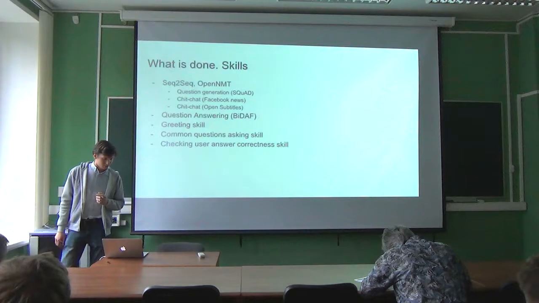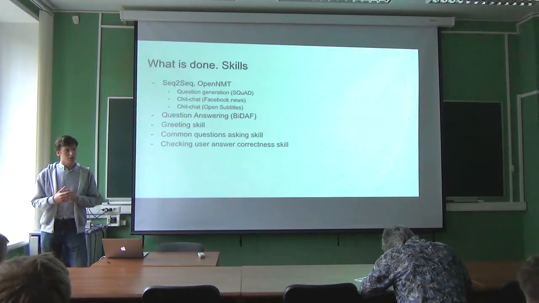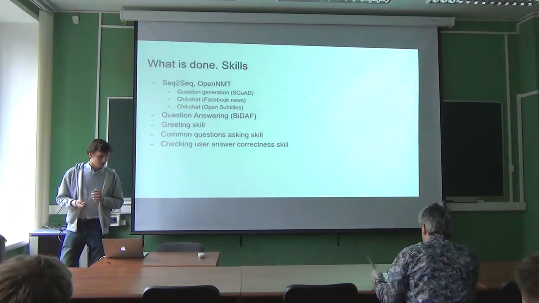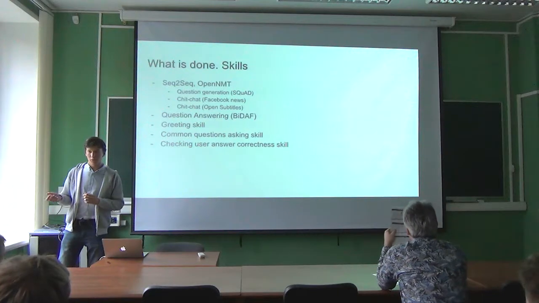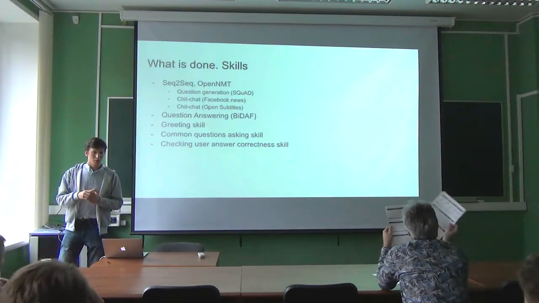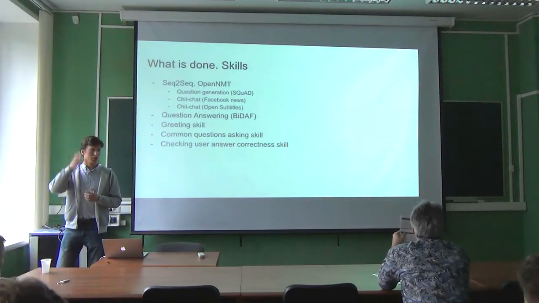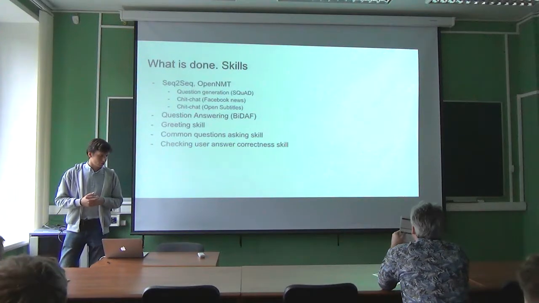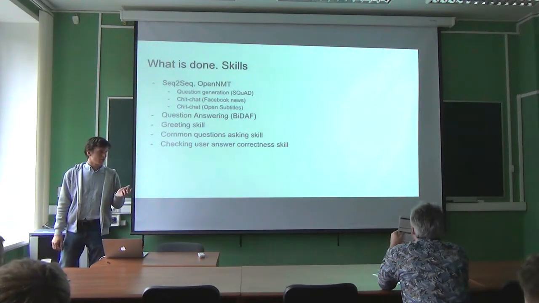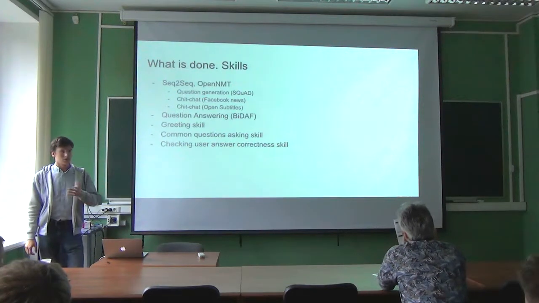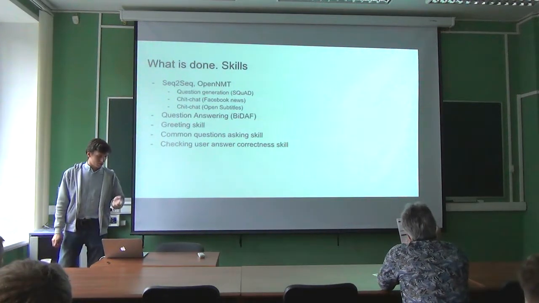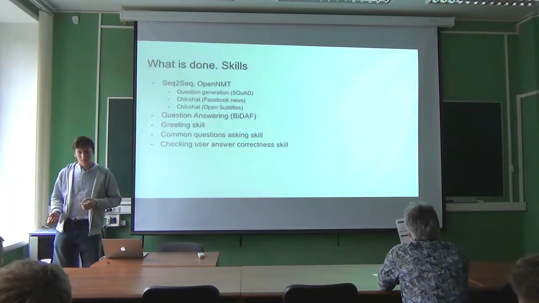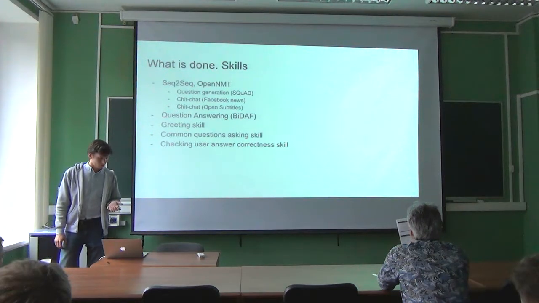We built several skills. For example, a question generation skill, which takes text and an answer as input and generates a question. We have a chit-chat skill trained on the Facebook news dataset. As input it took news from Facebook and comments, and as output it predicts the next comment. And we have chit-chat on open subtitles. It takes subtitles as input and predicts the next subtitle. All of those models were trained using sequence-to-sequence models on the OpenNMT, open neural machine translation framework. It's all available in open source.